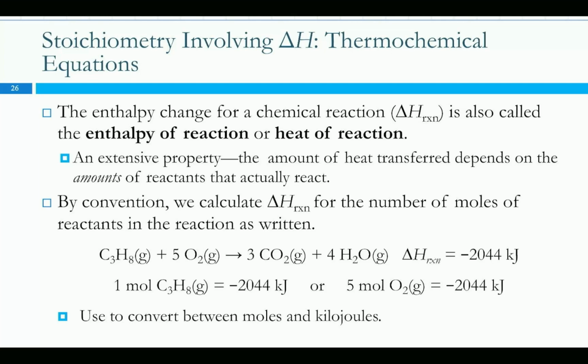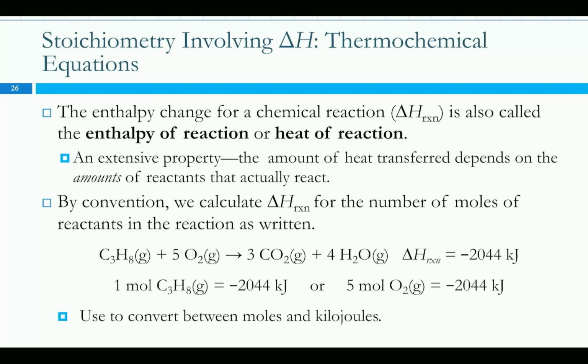We were talking about this on Monday. So if you have 1 mole of propane that reacts in this chemical reaction, you would get 2,044 kilojoules of heat, or enthalpy heat transferred. If you react 5 moles of oxygen, say, we also would produce 2,044 kilojoules of heat. And in both of these cases, we're assuming that, in the case of the propane, there's enough oxygen around to do that reaction, and in the case of the oxygen, that we have enough propane to do that reaction also. We can't just react oxygen by itself.